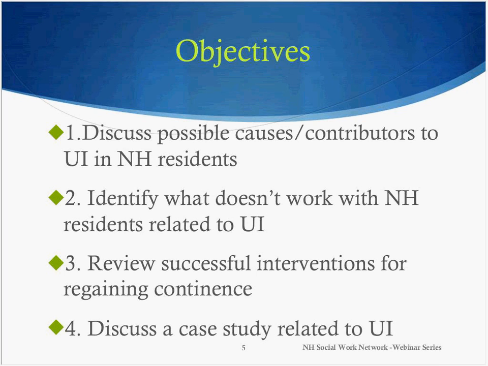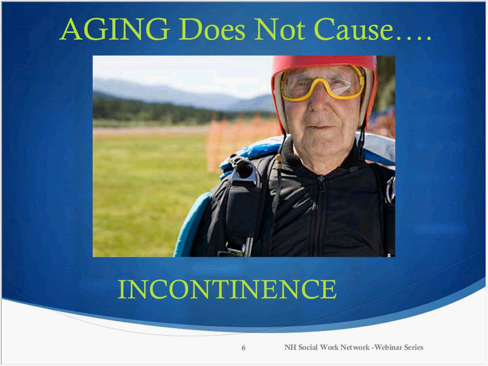So as objectives, we'll talk about what are some possible causes or contributors to people in nursing homes having urinary incontinence, and to talk a little bit more about what doesn't work with nursing residents related to incontinence, and then talk about successes or interventions for gaining or maintaining continence, and then close with a really interesting case study related to urinary incontinence. So with that, we'll begin.